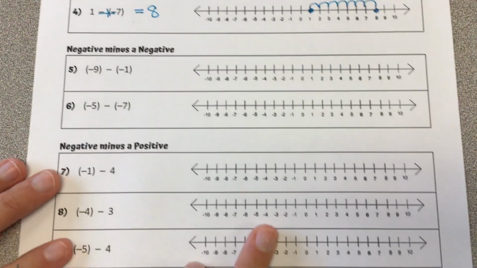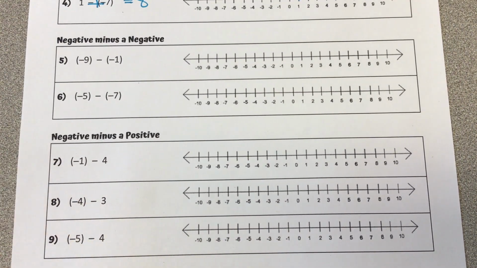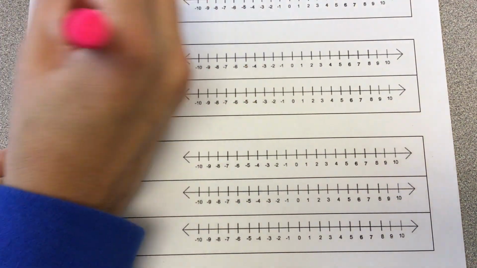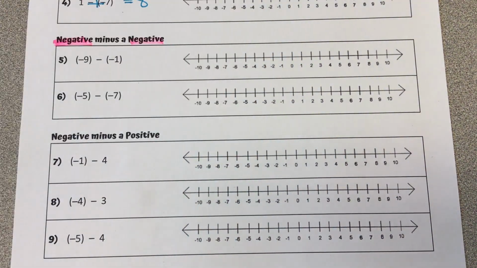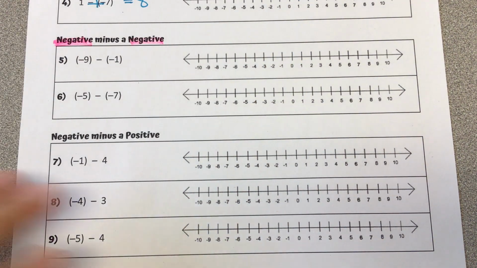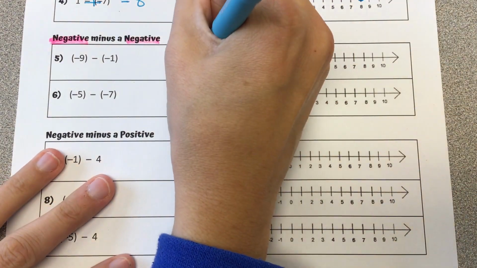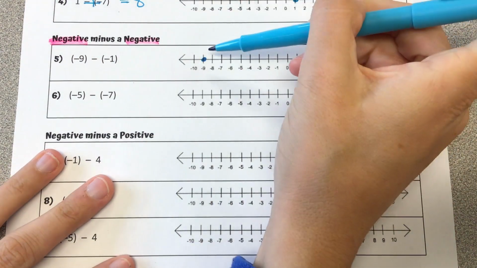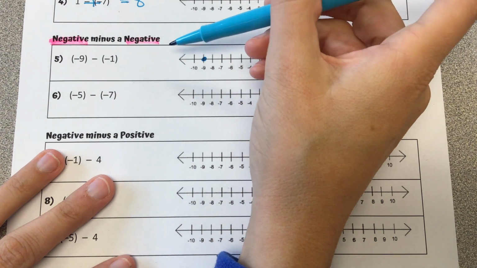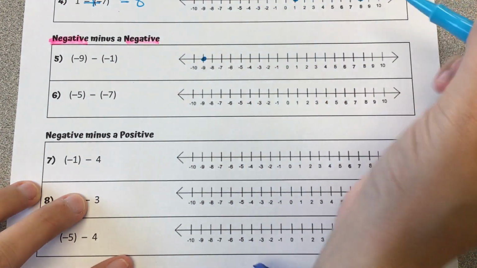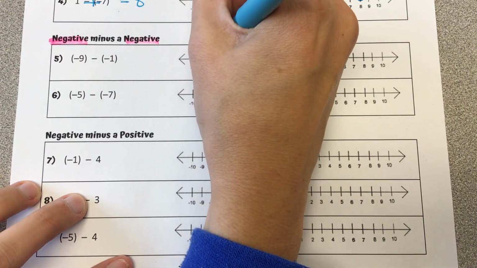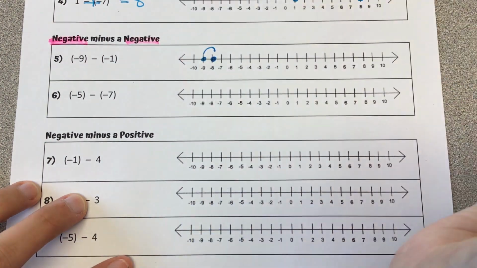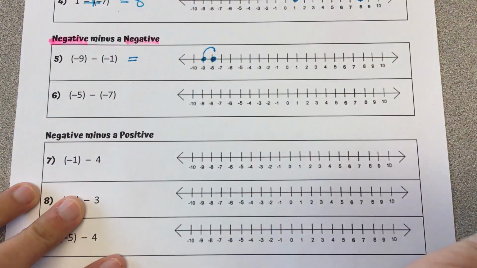All right, let's look at a negative minus a negative. So we're starting at -9. When we subtract a positive, we go to the left. When we subtract a negative, we go to the right. So I'm going to the right 1, which puts me at -8.